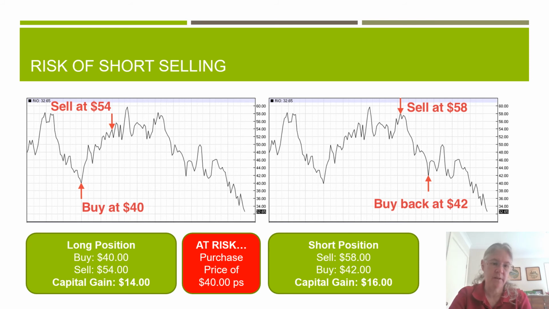In our long position, we bought our shares at $40. The most we could lose is $40 per share if the price really went down or the business went bankrupt. Now, what about over here? How much could we lose? My picture is covering it up. Theoretically, if I just turn the camera off for a bit, we can have a look. No, it won't let me do that. Okay, so theoretically, the loss is unlimited.